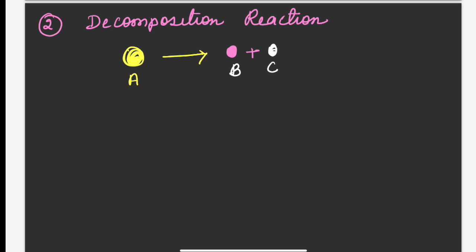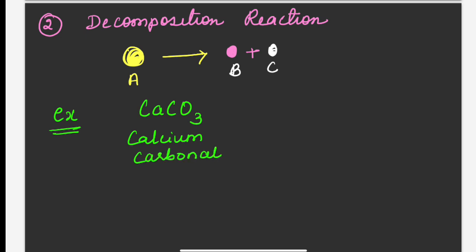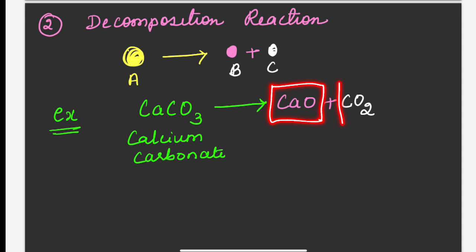For an example, you can write calcium carbonate, CaCO3. So calcium carbonate will decompose to form calcium oxide, which is one product, and the second product is carbon dioxide. You can observe here we have taken one reactant and we are getting two products. This is one product and this is the second product. Such type of reactions are called decomposition reaction.